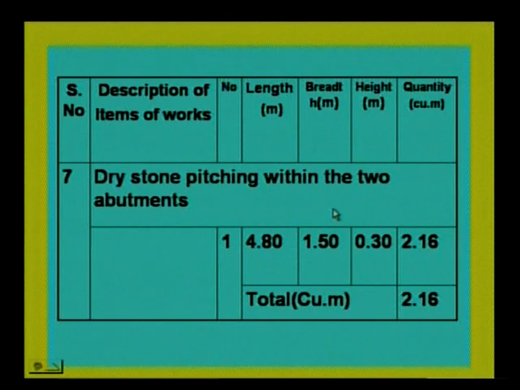So now the next one is dry stone pitching. Dry stone pitching within the 2 abutments. You can see here the length is 4.8 meters, and in between the abutments the width is 1.5 and the thickness is 0.3. So the quantity is 2.16. This is the total quantity of dry stone pitching.